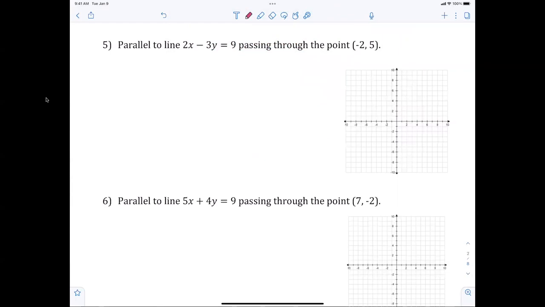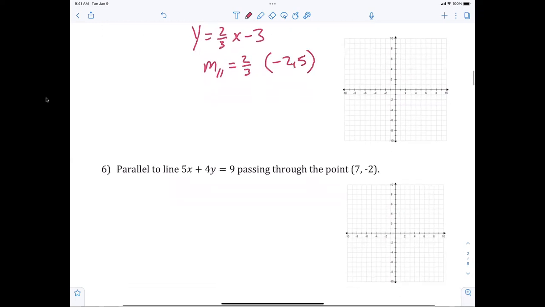What was it, Benji? Anybody else get y equals 2/3 x minus 3, right? So now I want you to tell me the slope of the parallel line would be what? Passing through what point? -2, 5. Yes. All right. So now what? Y minus 1 equals 2/3 times x plus 2. Amazing. That's it.